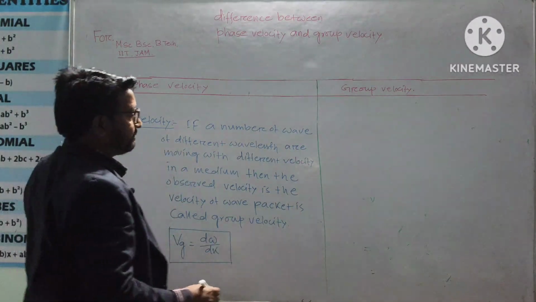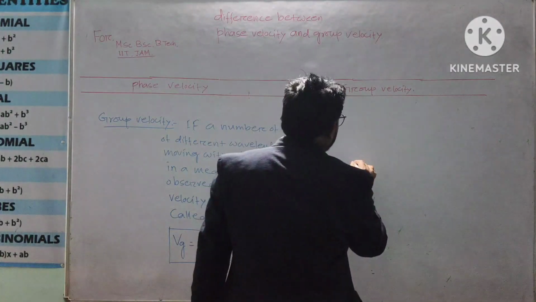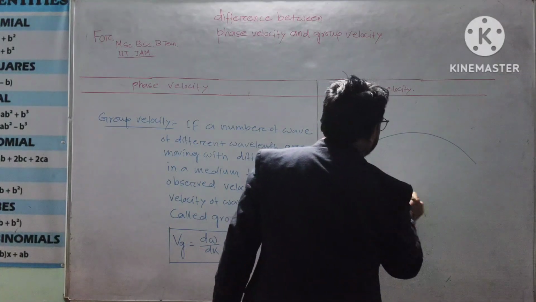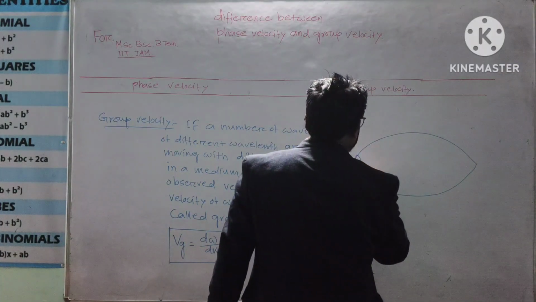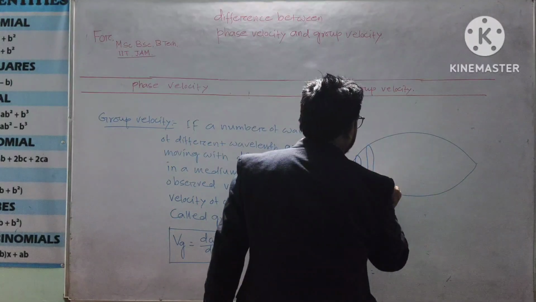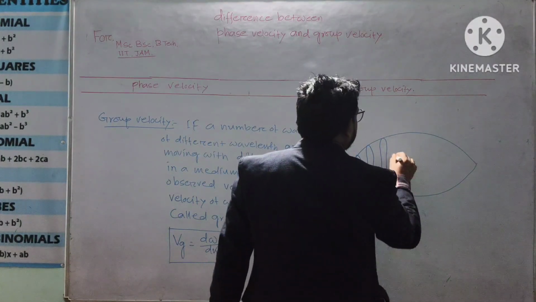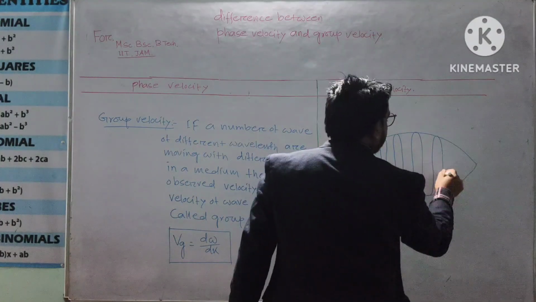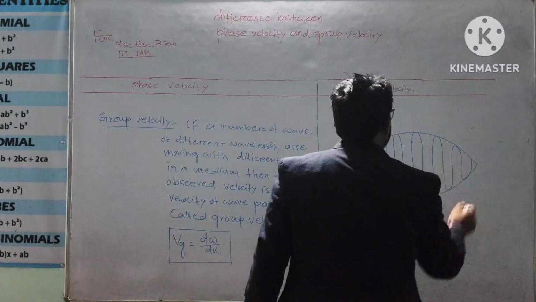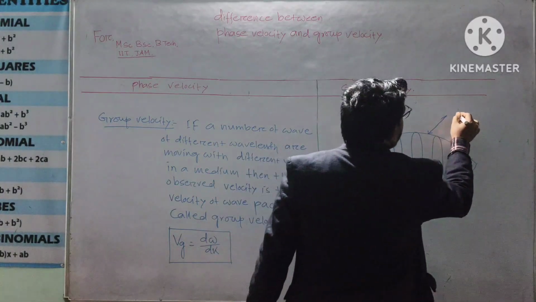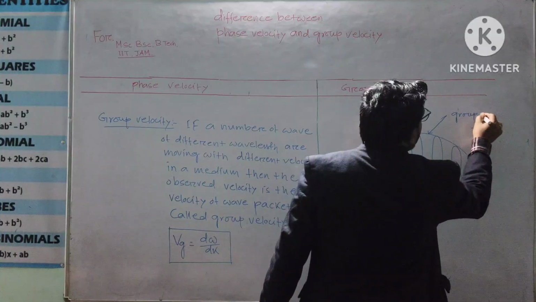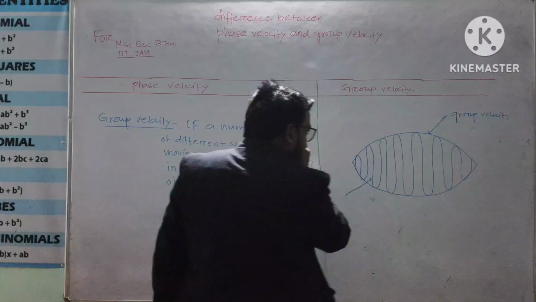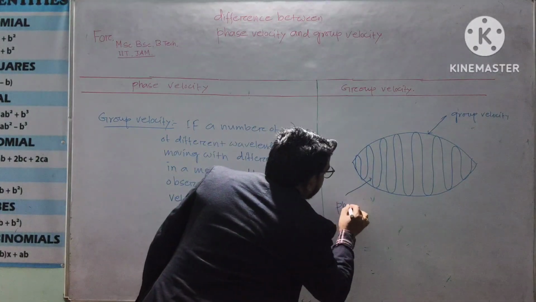One important diagram here: phase velocity and group velocity. This is a wave packet. This is called group velocity. And a single wave associated with velocity is called phase velocity.